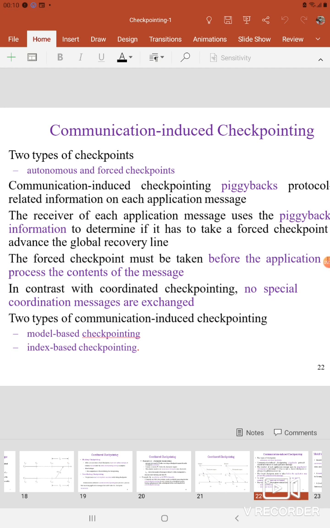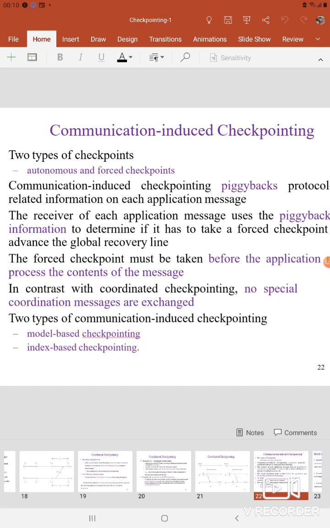So what is forced checkpoint? Each process takes the checkpoint forcibly because of the other messages, whereas an autonomous checkpoint is taken automatically, without any constraint, without any forcing. So this is called autonomous and forced checkpoint. The advantage of communication induced checkpoint over coordinated checkpoint is that here you don't need to send any special coordination messages.